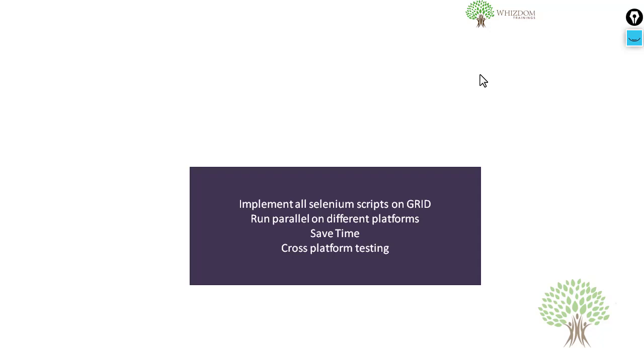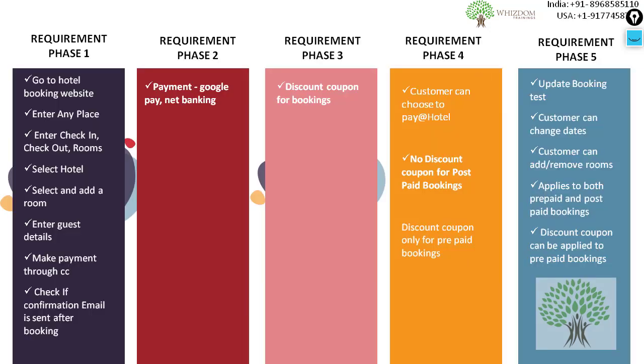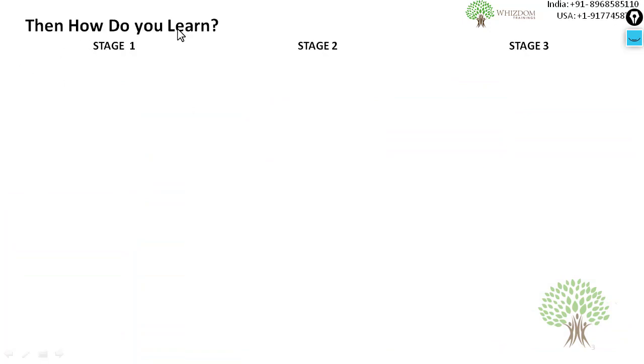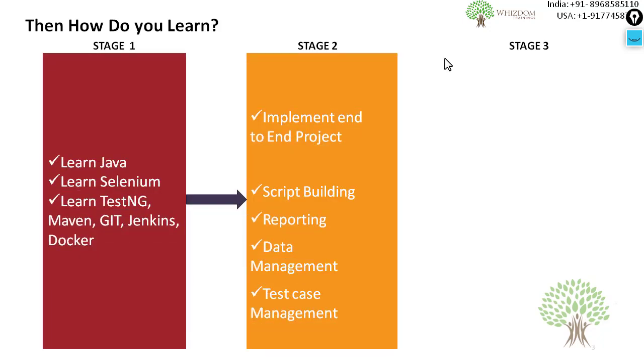Right. Now, if this is the case, that you need to learn the architecture and you don't need to fall for these problems which I discussed, then the question arises: how do you learn this tool? How do you learn Selenium? Well, there are different stages of learning. In the first stage you have to learn the Java programming language, basically Selenium, TestNG, Maven, Git, Jenkins, Docker. I'll talk about these.